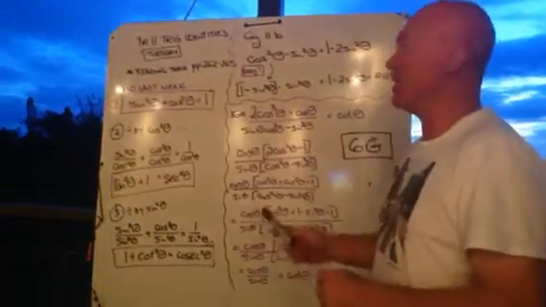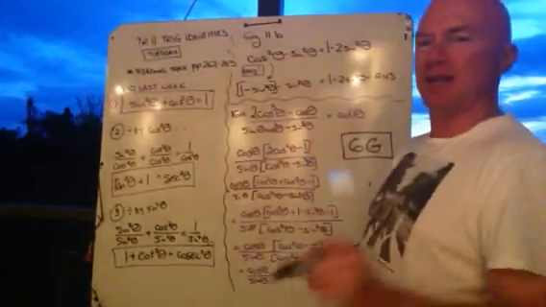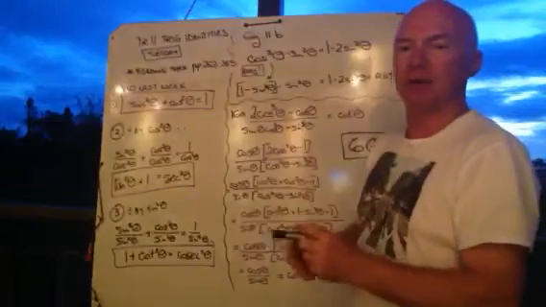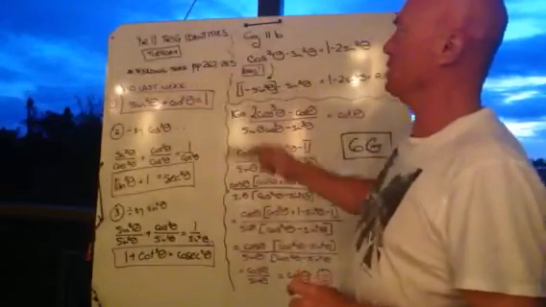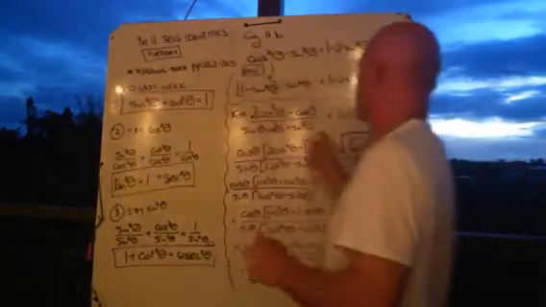Alright, year 11, it's a nighttime video. We're trying something different here. I can see a couple of lights from my pergola shining on this. I hope it's alright. Trig identities from 6G.